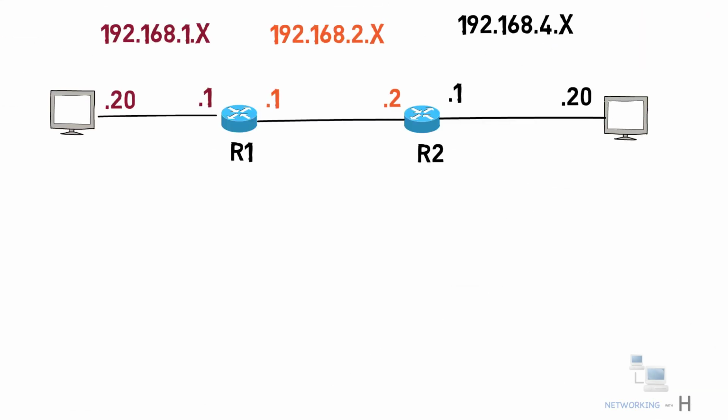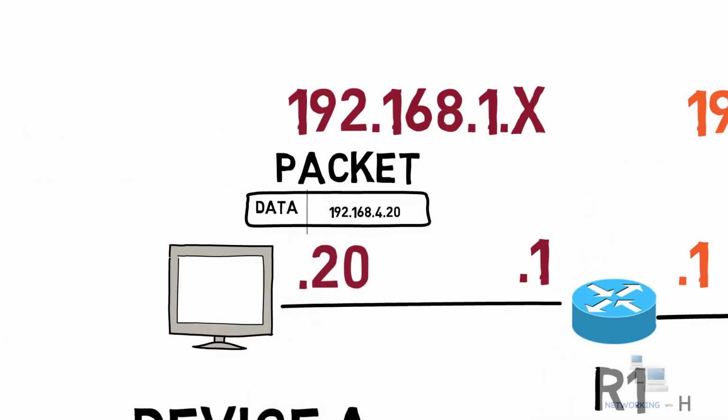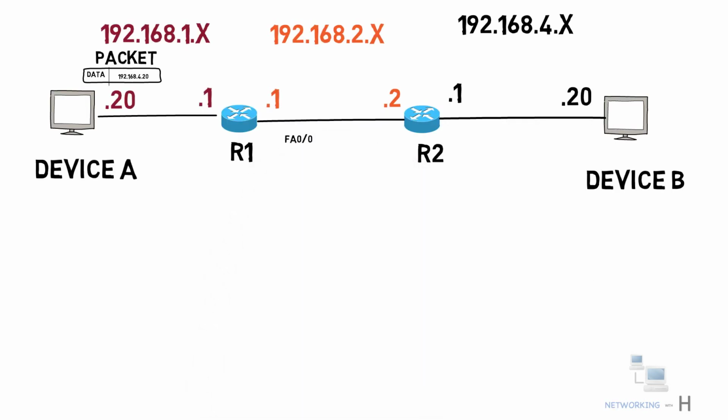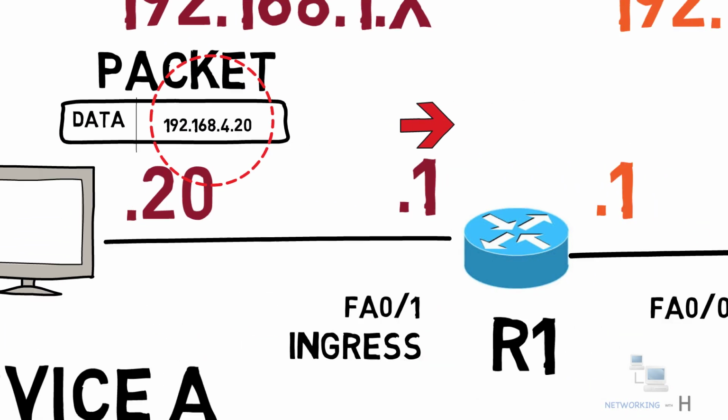Let's take a closer look at the router routing and packet forwarding process. Device A sends an IP packet to device B, which has the address 192.168.4.20. Such a packet includes the destination IP address of device B in the packet header. Routers have ports, or more precisely interfaces, that are interfacing with other network devices. Interfaces connect the links that are used in packet forwarding. When a packet is coming into R1 on interface FA0/1, that is the ingress interface, the router analyzes the destination IP of the packet, which is 192.168.4.20.